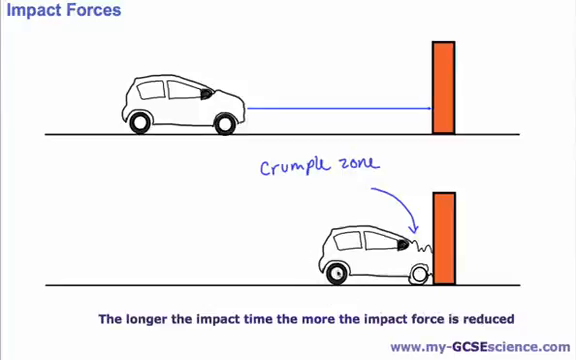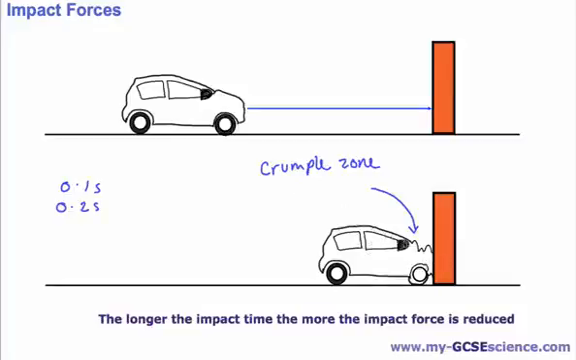Now it might not seem like a great amount of time that this is increased by, but you can imagine if it took 0.1 second for this car to stop, and that was doubled to 0.2 seconds by adding a crumple zone, you can see you've doubled the amount of time it's taken to stop, and that would greatly reduce the force. It could potentially halve the force with which that car hits the wall.